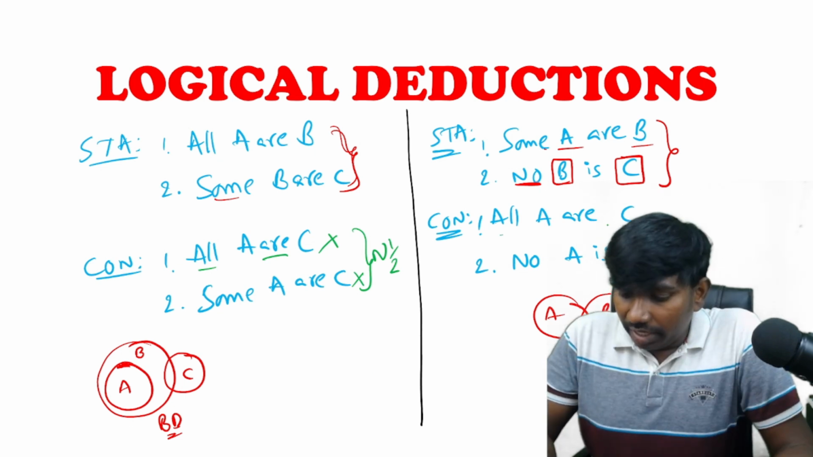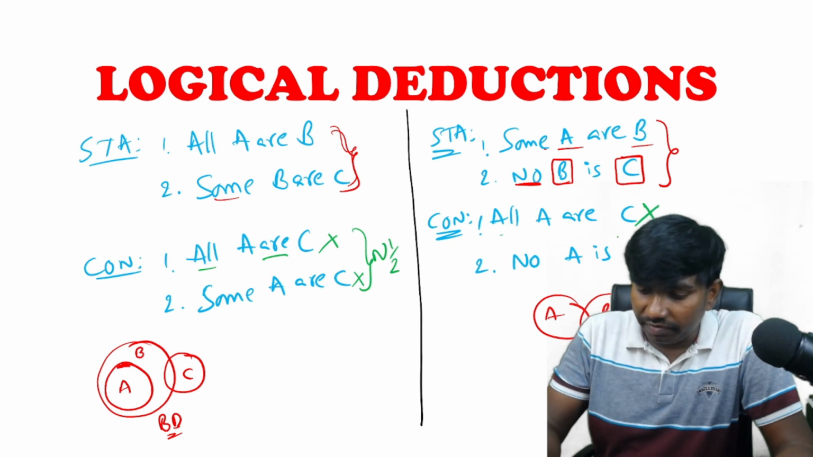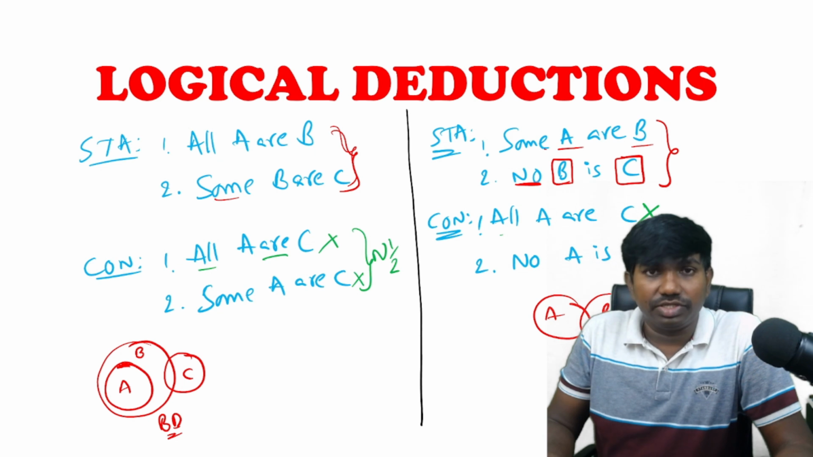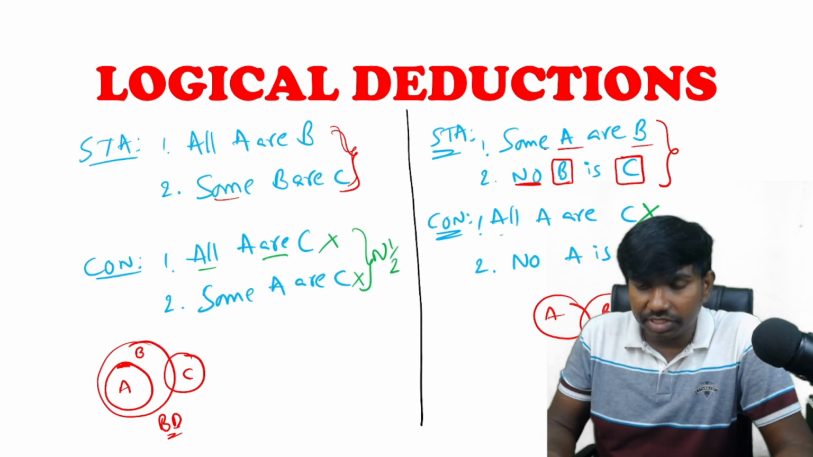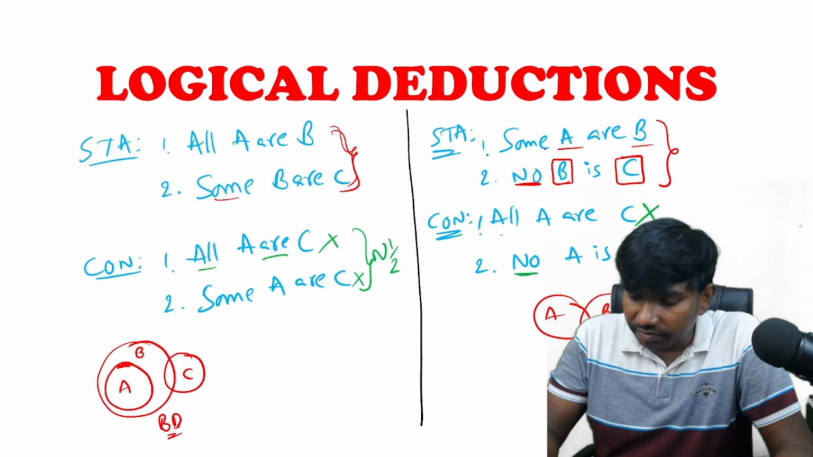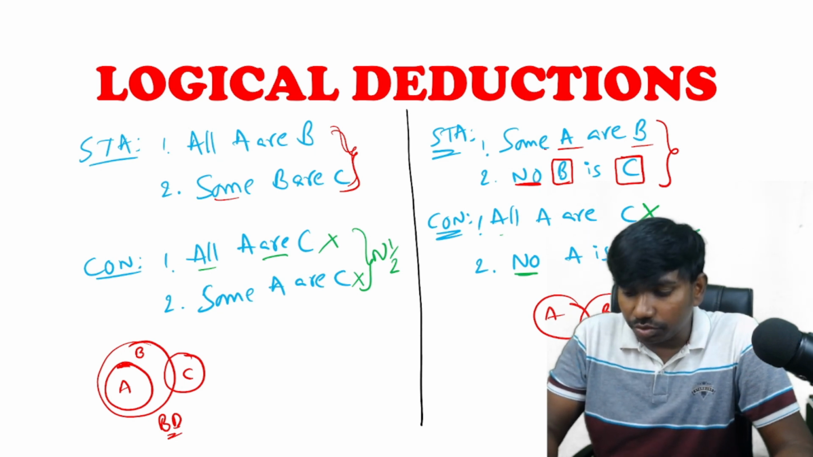Okay, see, all A are C. Is complete A inside C? No, that means it fails. Next, no A is C. So there is no intersection between A and C. Is this correct? Is there any intersection between A and C? No intersection. He is also telling the same thing. That's why it is true. Yes? No, it is not true.